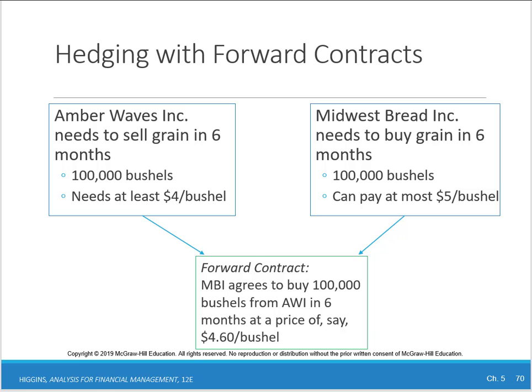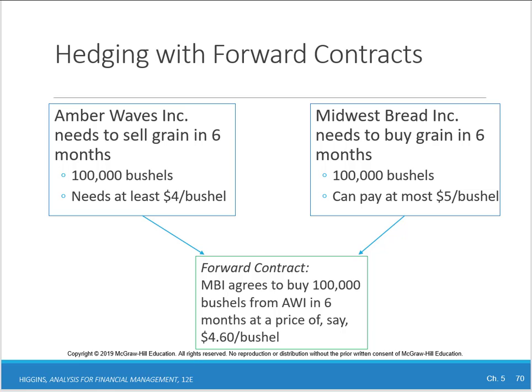So here we have a company and they need to sell grain in 6 months, 100,000 bushels. So in order for them to make profit, they have to sell it for at least $4. There's another company, Midwest Brands Bread. They need to buy grain in 6 months. They need 100,000 bushels, but the most they're willing to pay is $5.